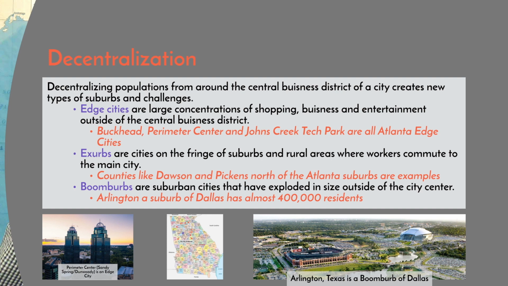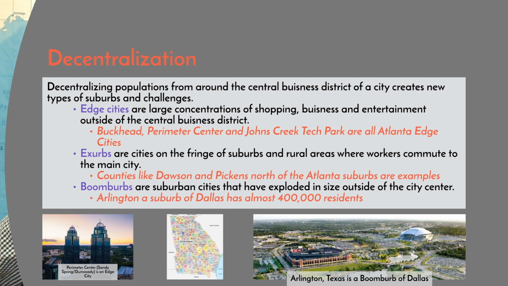We also see something spring out known as exurbs. Those are on the fringe of the suburbs and rural areas. So those are the much further out suburbs where people are trying to get away from even the suburban life. They want to be closer to the rural areas. They still commute to the main city, but they are towns that spring up where they're trying to have a rural lifestyle while also working in a main city. And an example around Atlanta would be counties like Dawson and Pickens north of Atlanta, and those suburbs are examples of exurbs, where people are trying to get a rural lifestyle.